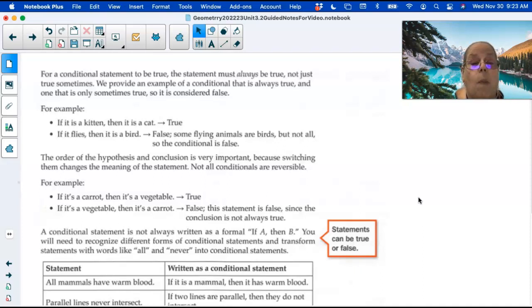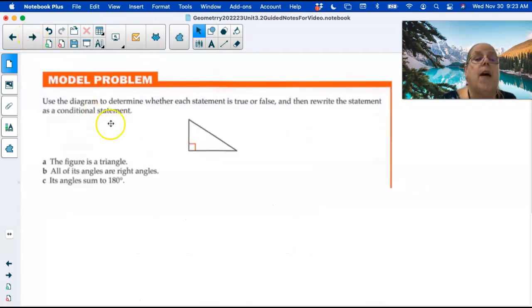Okay, so a statement, all mammals have warm blood. To make that into an if-then, if it is a mammal, then it has warm blood. Okay? If two lines are parallel or more, then they never intersect. Okay, that's if-then. Okay? If you have any questions, write them down.